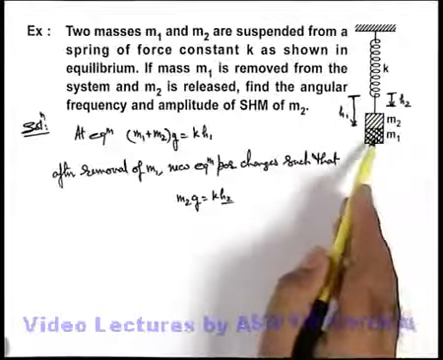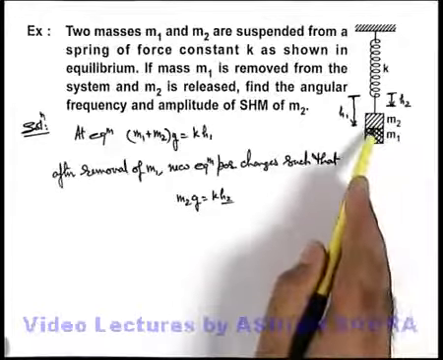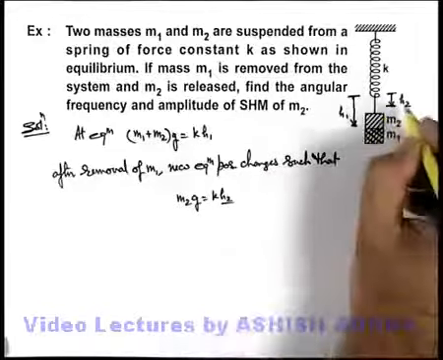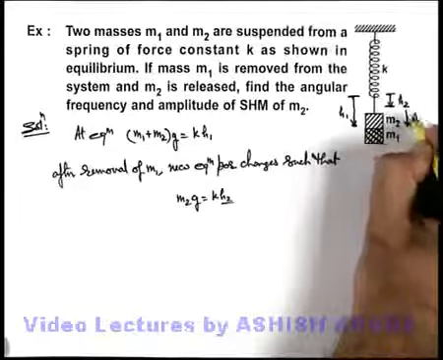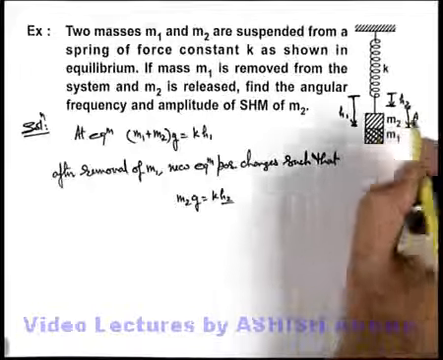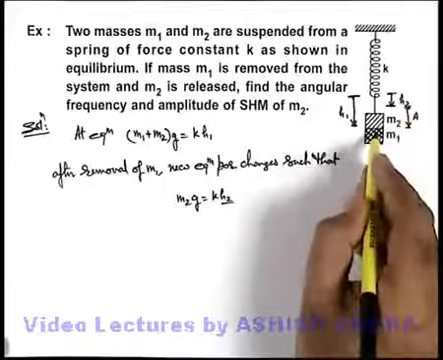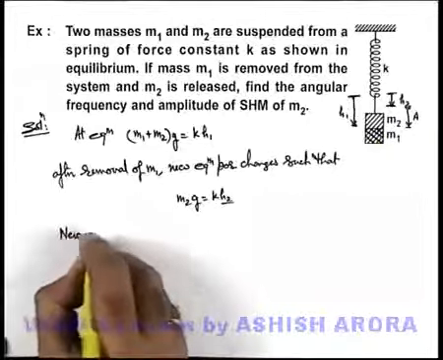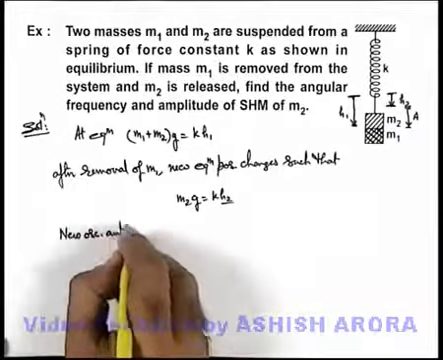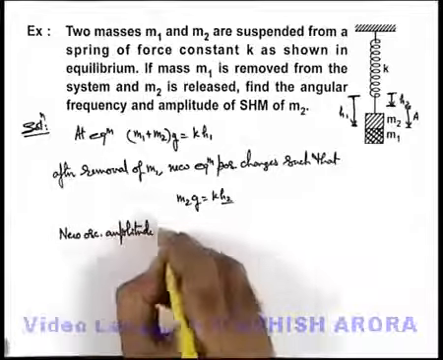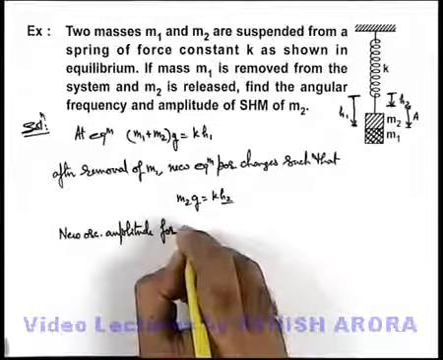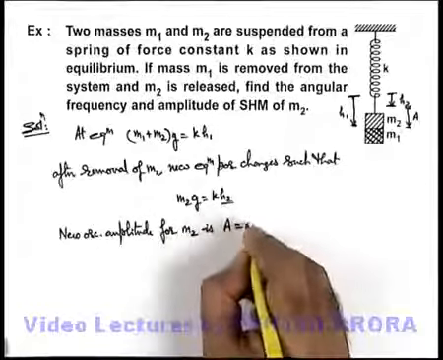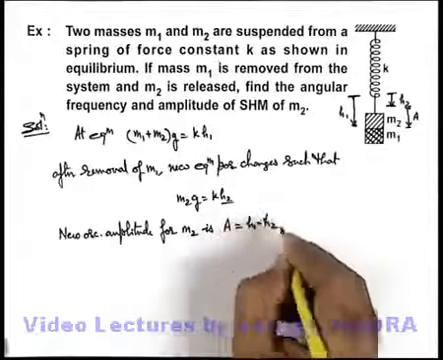So when M1 is removed and M2 is released, M2 is released from a distance h1 and its equilibrium position is h2. So this will be the amplitude of oscillation for M2, or we can say M2 is released from its lower extreme position. So we can directly write the new oscillation amplitude for M2 as h1 minus h2.